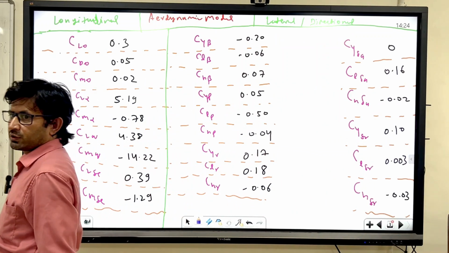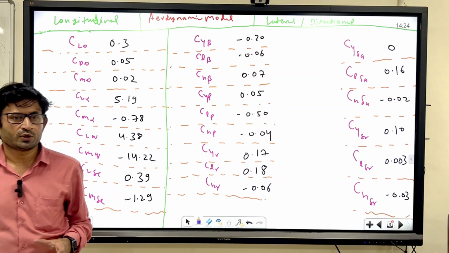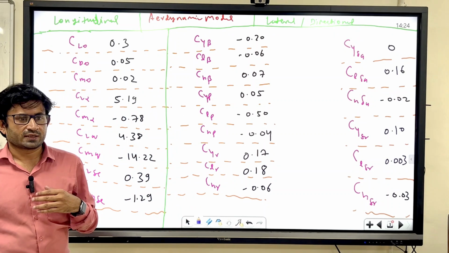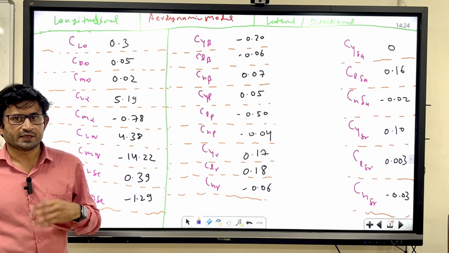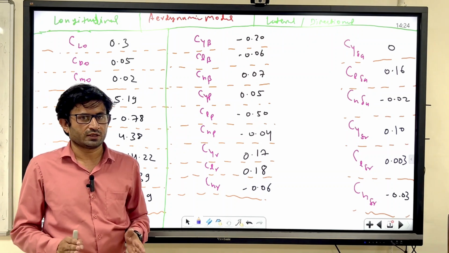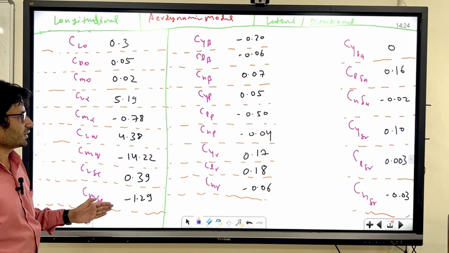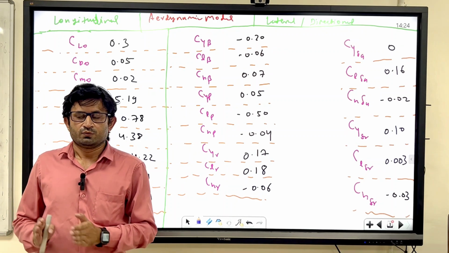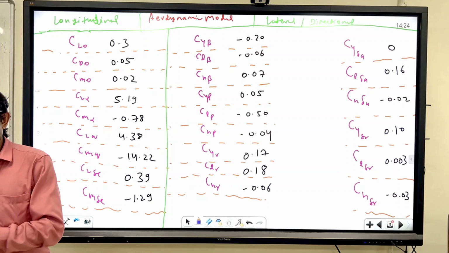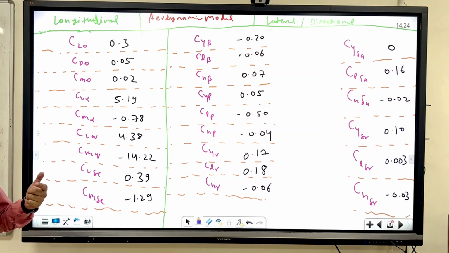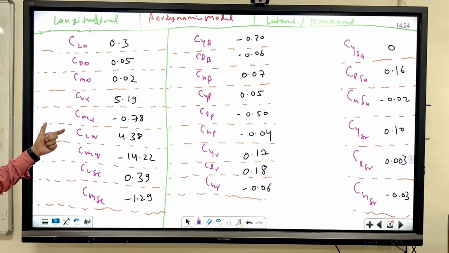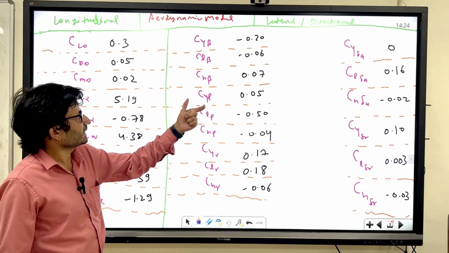Now this is the aerodynamics construction. It is very important to know the aerodynamic model of our aircraft. When the aircraft flies, the external force will be aerodynamic, so you have to construct the aerodynamic model. The reference we have given you in the course introduction lecture is a NASA report. From this you can find out CL naught, CD naught, CM naught, CL alpha, CM alpha, CLQ, CMQ, CL delta E, CM delta E, and similarly for the lateral and directional case.